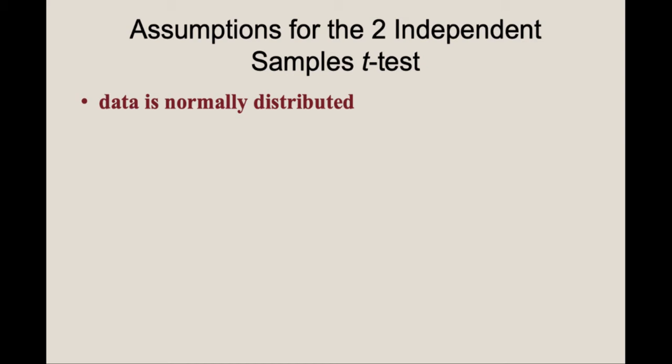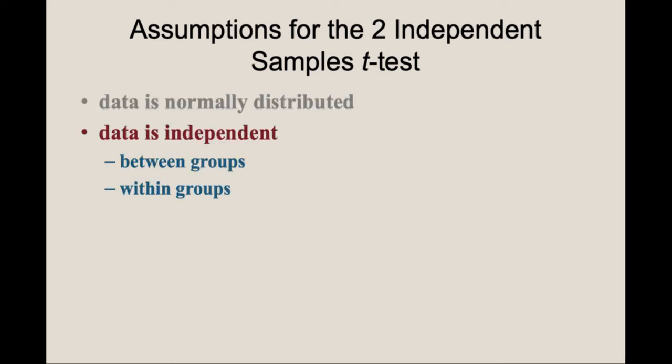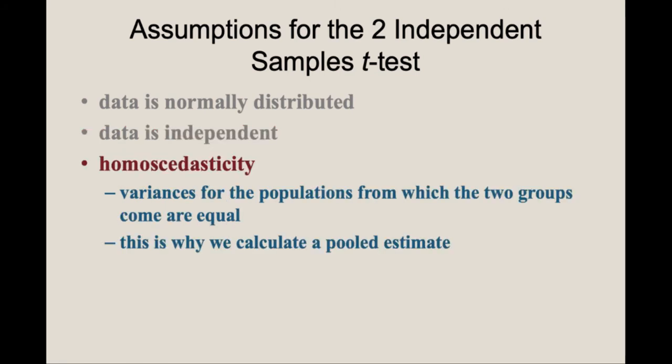The next thing to address is the assumptions for the two independent sample t-test. There are three assumptions. The first is that the data should be normally distributed. The second is that the data should be independent, both within the groups and between the groups. And third, the population variance of the two groups should be the same, which means the standard deviations would be the same. This has a special name in statistics, homoscedasticity, a fancy way of saying that the spread of the two groups are the same.